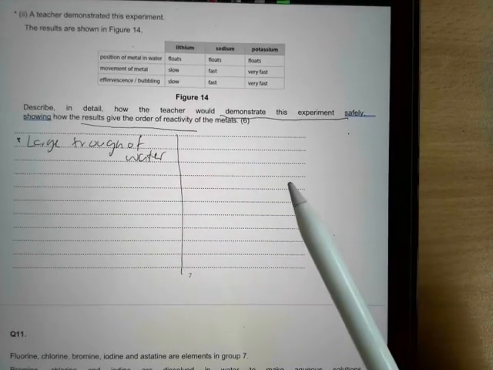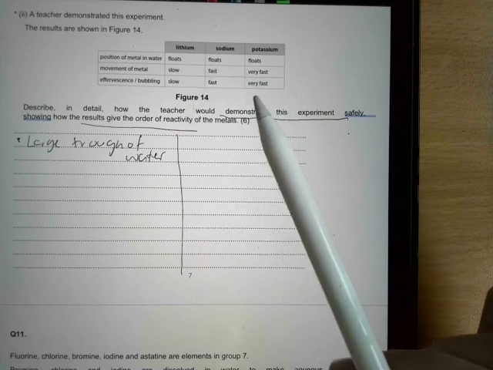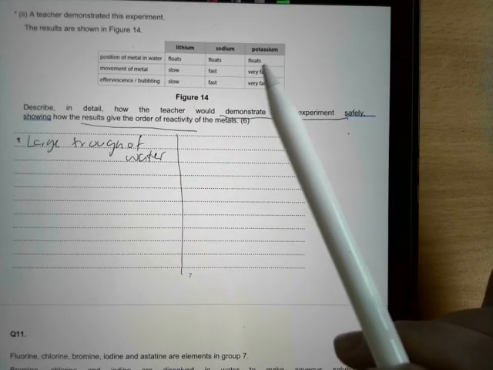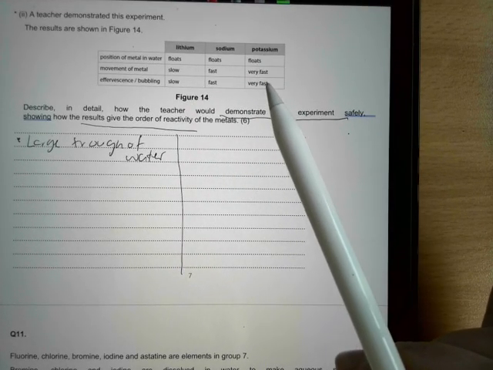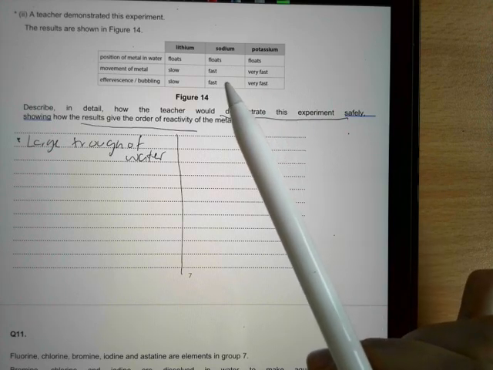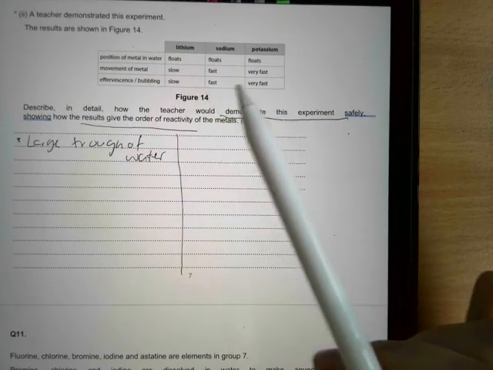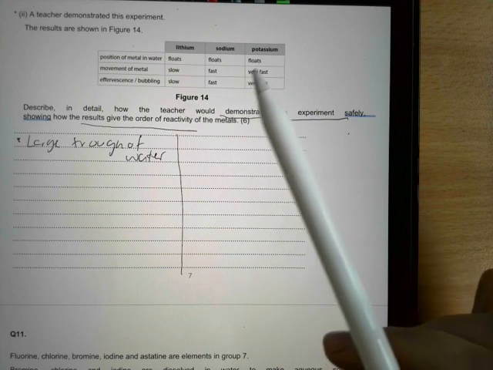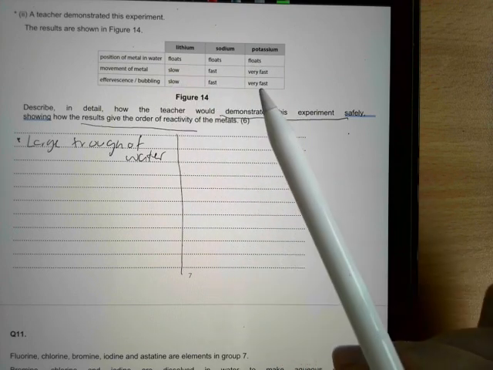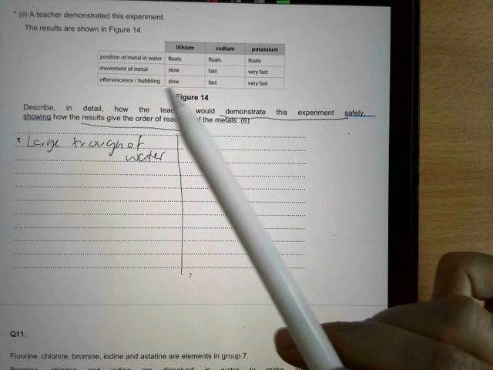But the other point here to note is how the results give the order of reactivity. You'll notice in the mark scheme it says you can't just copy the results, you need to interpret them. So it says potassium, the bubbling is very fast, sodium is fast, lithium is slow. If you use those words in your answer, you don't get the mark. You have to say potassium's bubbling is the fastest and lithium's bubbling is the slowest.